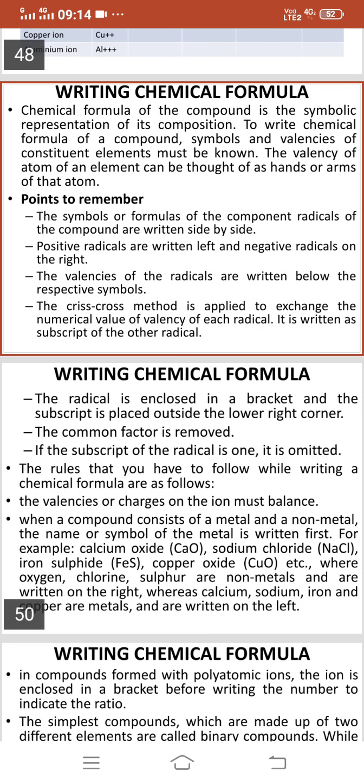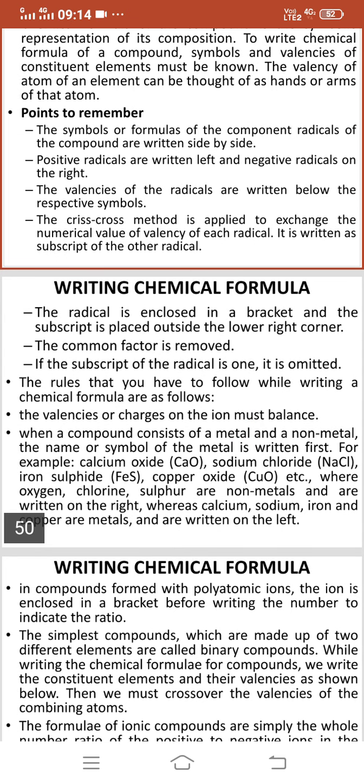The radical is enclosed in a bracket and the subscript is placed outside the lower right corner. The common factor is removed. If the subscript of the radical is 1, it is omitted.